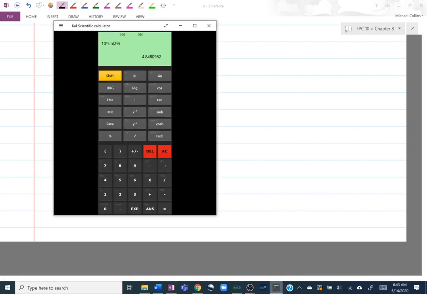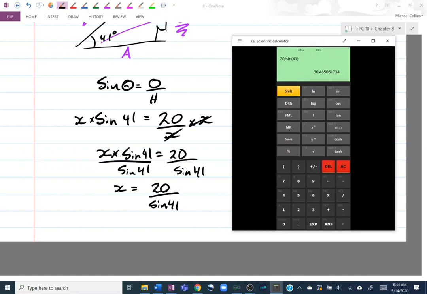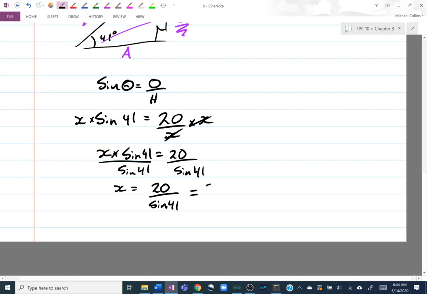I can then go to my calculator, type that in, pretty much exactly what it looks like. 20 divided by sine 41. Oh, and it messed up again. 20 divided by sine 41. Apparently proofreading is a thing on this calculator. 30.48, which is about 30.5.